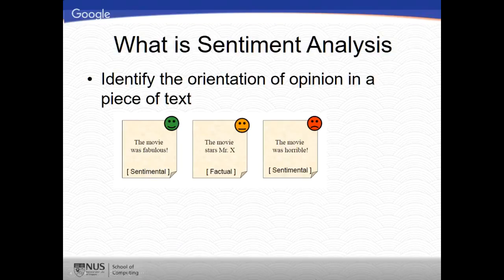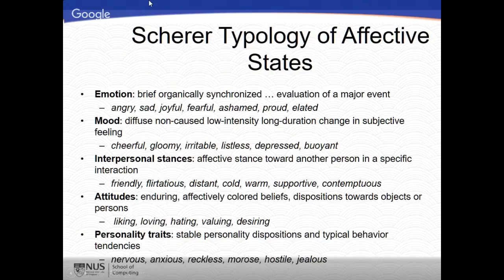So the first example is a sentimental statement, which has positive sentiment, and the second one is factual. It can also be called neutral. And the third one is horrible. You can say it is negative. It is actually very useful. But before we get to the applications, I will introduce more background.